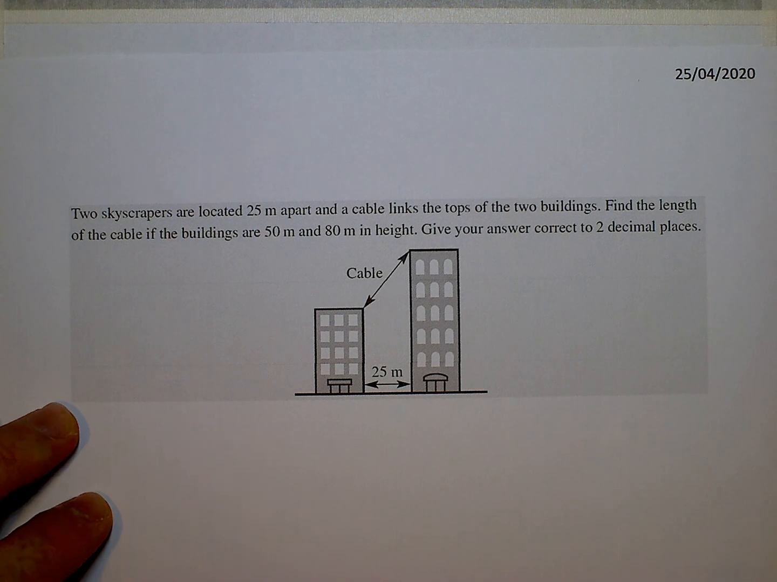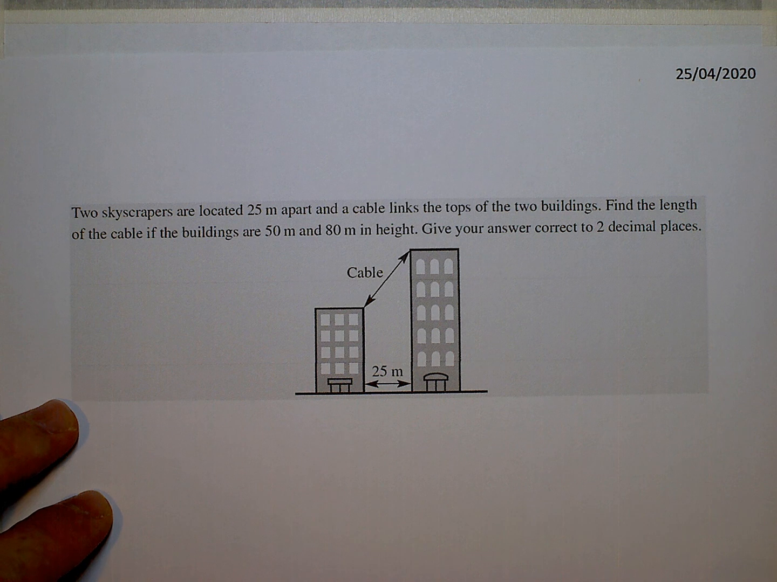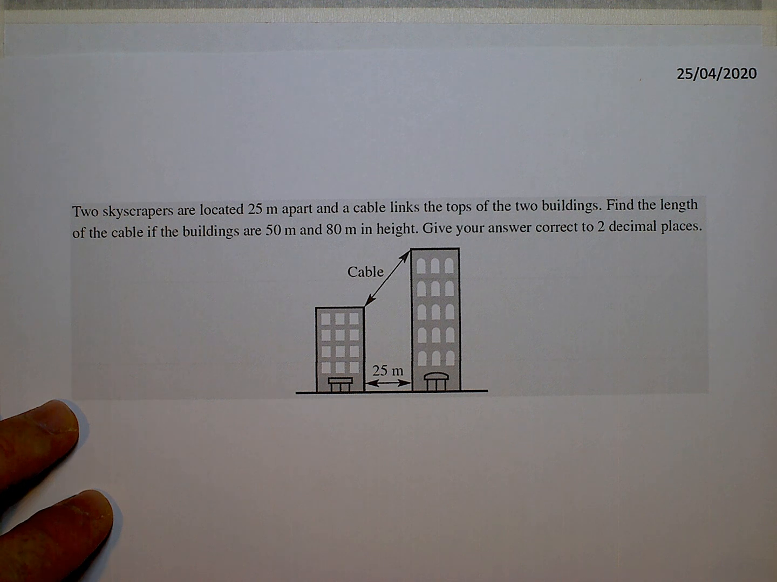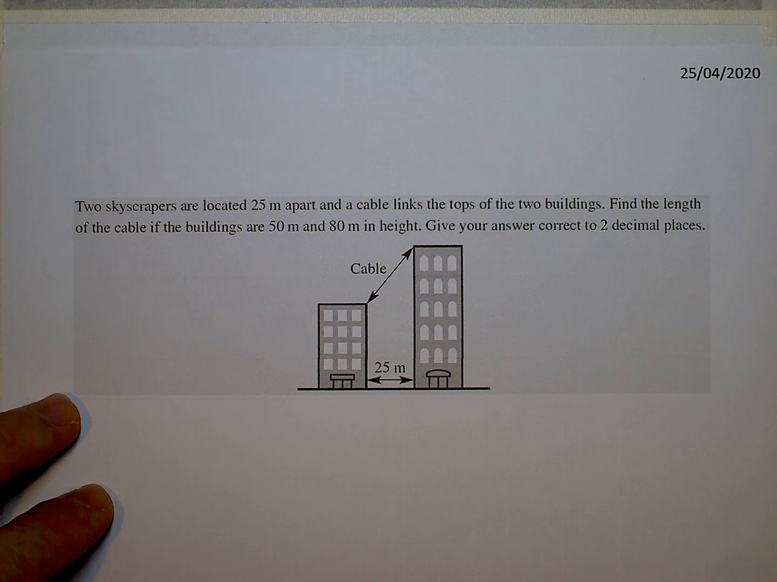Two skyscrapers are located 25 meters apart, and a cable links the top of the two buildings. Find the length of the cable if the two buildings are 50 meters and 80 meters in height. Give your answer correct to two decimal places.